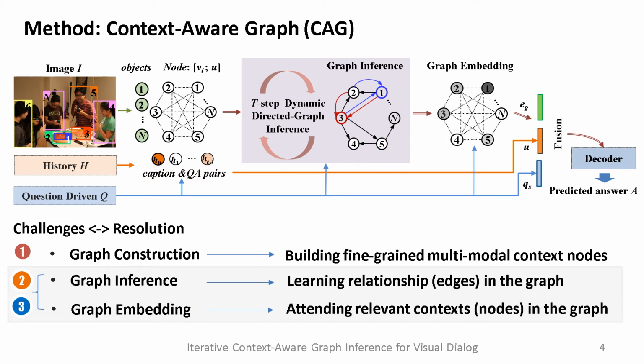For graph construction, we use Faster RCNN to extract object features and denote them as visual context. And question conditioned attention is applied on the history to obtain textual context. We use both visual and textual features on each node to deeply comprehend the dialog content.